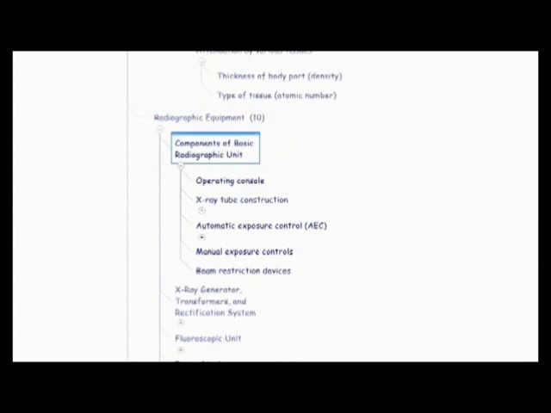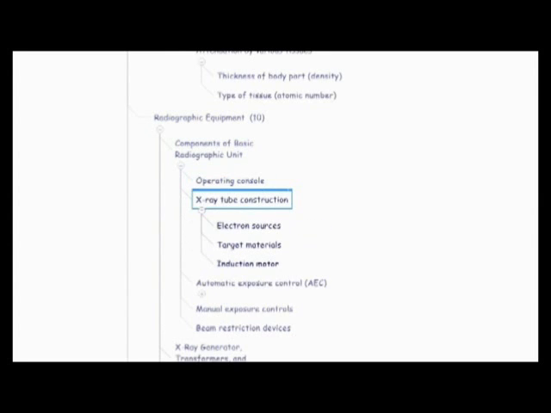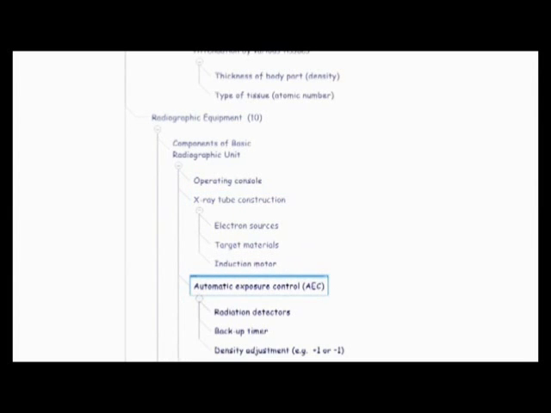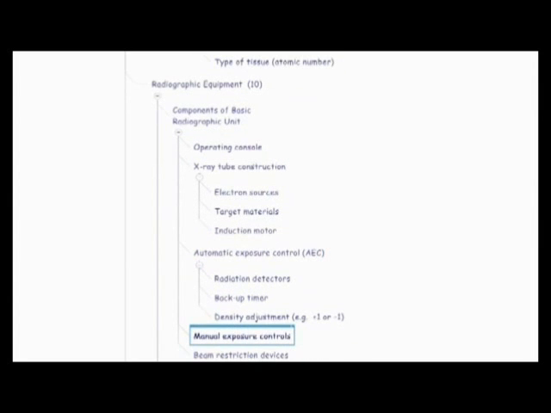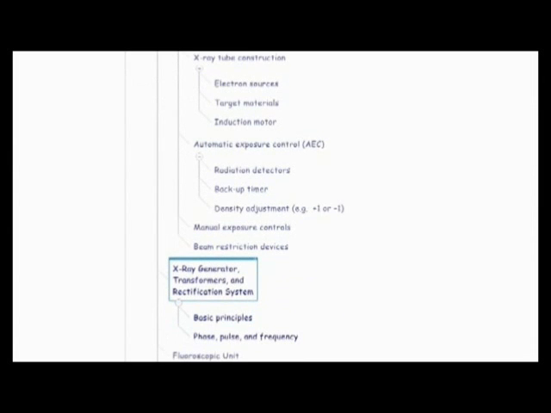First is the components of the basic radiographic unit, starting with the operating console, and then the X-ray tube construction, the electron sources, the target materials, the induction motor, the automatic exposure control, the radiation detectors, the backup timer, the density adjustments. There's the manual exposure controls, beam restriction devices. There's the X-ray generator, transformers, and rectification systems. There's the basic principles, the phase, pulse, and frequency.